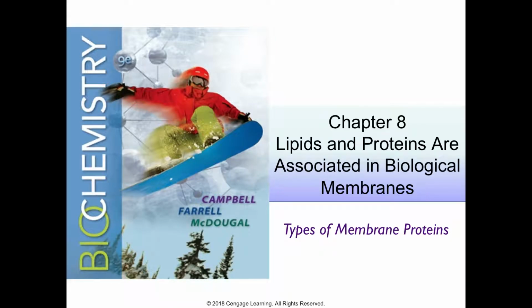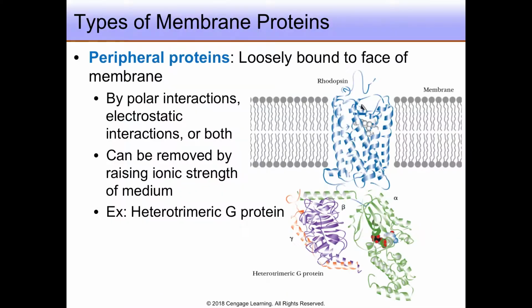Now that we've examined lipids and their contribution to membrane structure, let's now review the other major component of biological membranes, proteins. Proteins in a biological membrane may be associated with the bilayer in one of three ways.